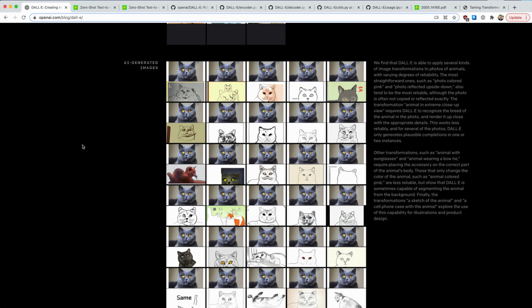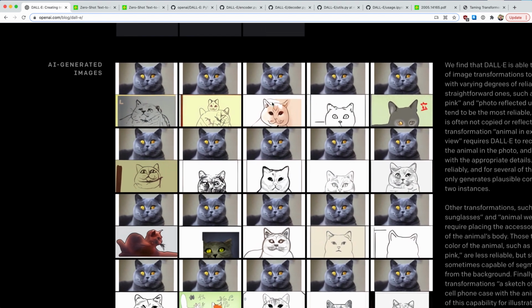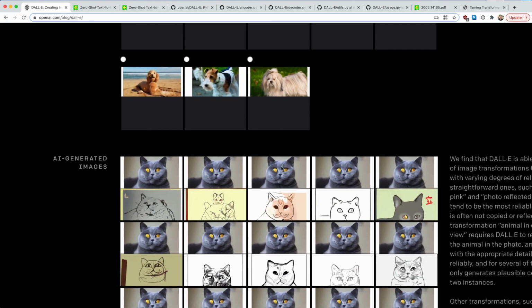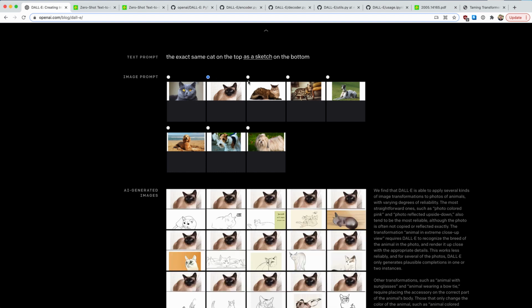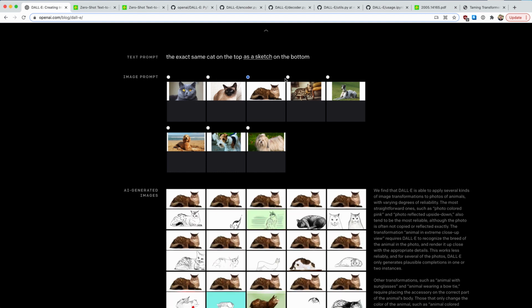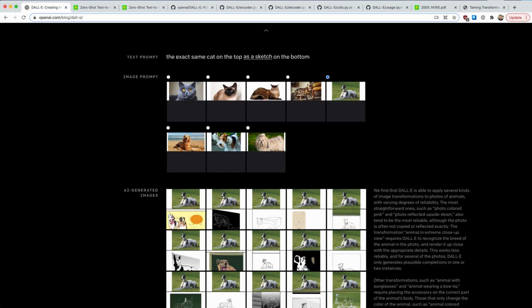For example, the fact that you can have a cat on the top, and then you can ask in text that there's a cat, sketched below, and the model will actually fill out the cat sketched, or cat reflected, or in a different style. And so I find it quite fascinating and surprising. I'm wondering how this developed for you guys and what your overall thoughts were on the results.